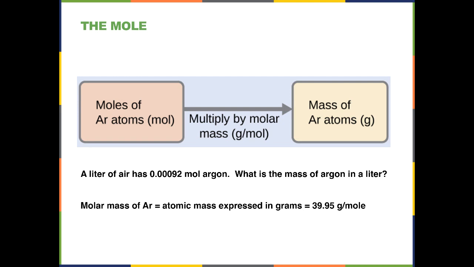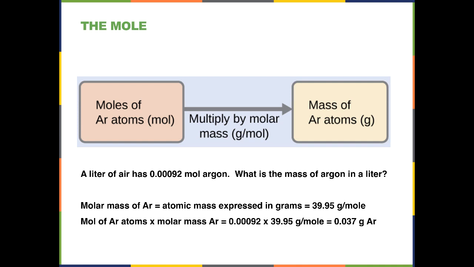grams. So the molar mass of argon is the atomic mass expressed in grams. You look it up on the table and it's 39.95 grams per mole. So you take the moles of argon atoms times the molar mass of argon. So 0.00092 times 39.95 grams per mole, and you end up with 0.037 grams of argon in a liter of air.